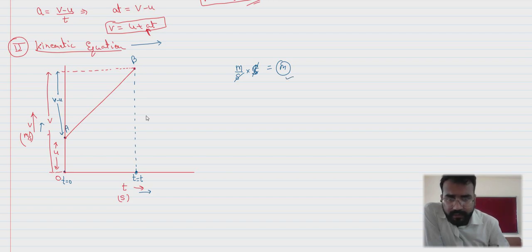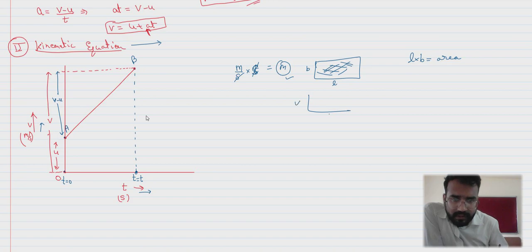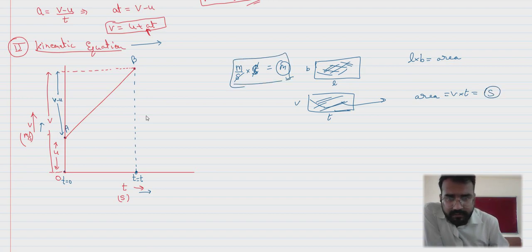So we very well know, if in a rectangle this is length, this is breadth, if we multiply L into B, we get the area. Okay, fine. So if I have this as velocity, this as time, if we multiply, we will get this area, and this area will be defined as V into T, which will provide you the displacement part, as we have seen from the unit system. If this is clear, now let us move.